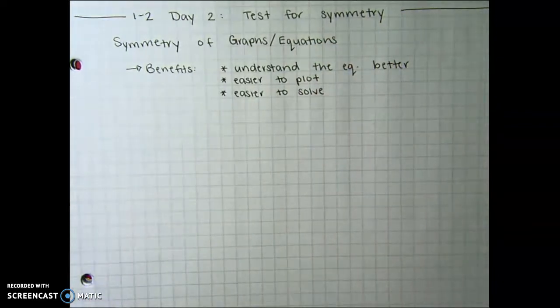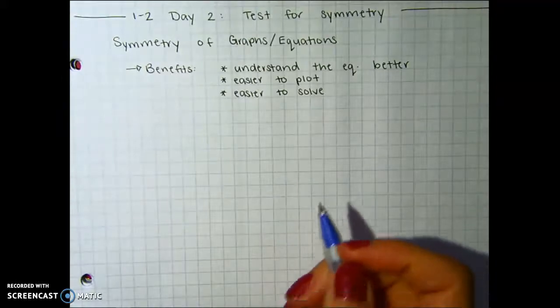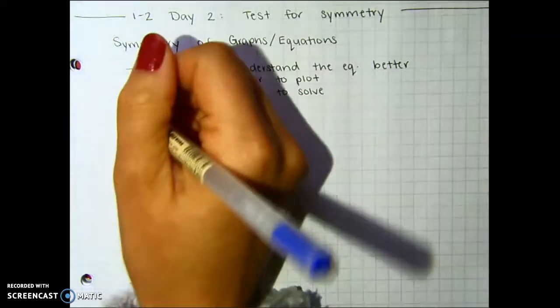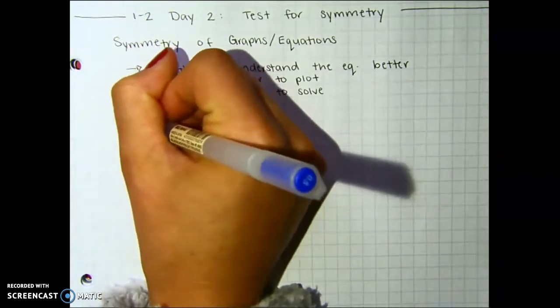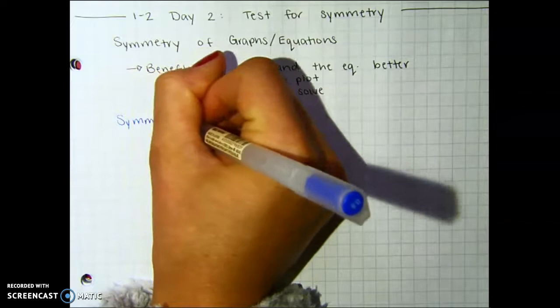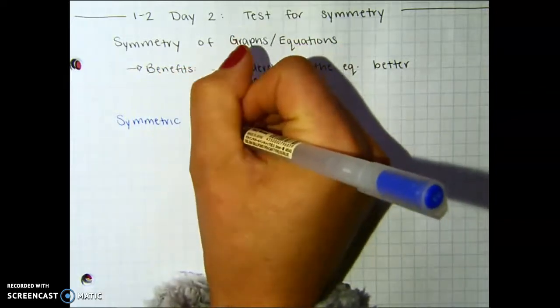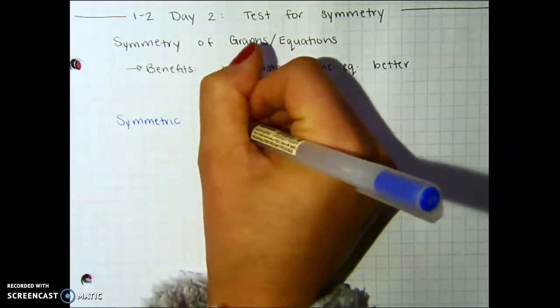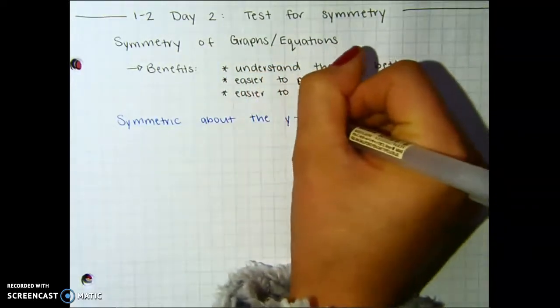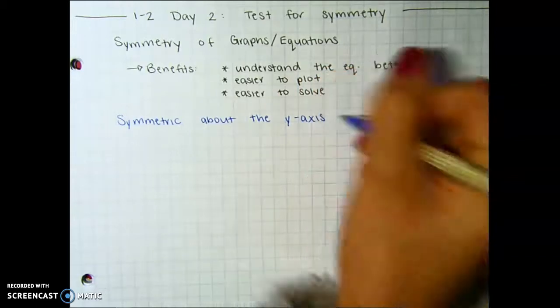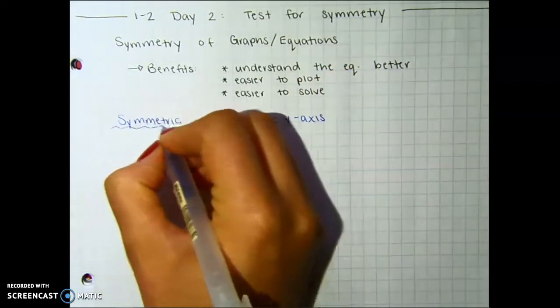Alright, so there are three different kinds of symmetry. The first one we're going to talk about is when something is symmetric about the y-axis.